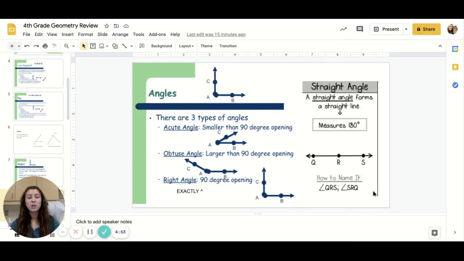We also have something called a straight angle, and a straight angle is simply a straight line. It's going to measure 180 degrees. So here we have angle QRS or angle SRQ, whichever way you look at it, forwards or backwards.